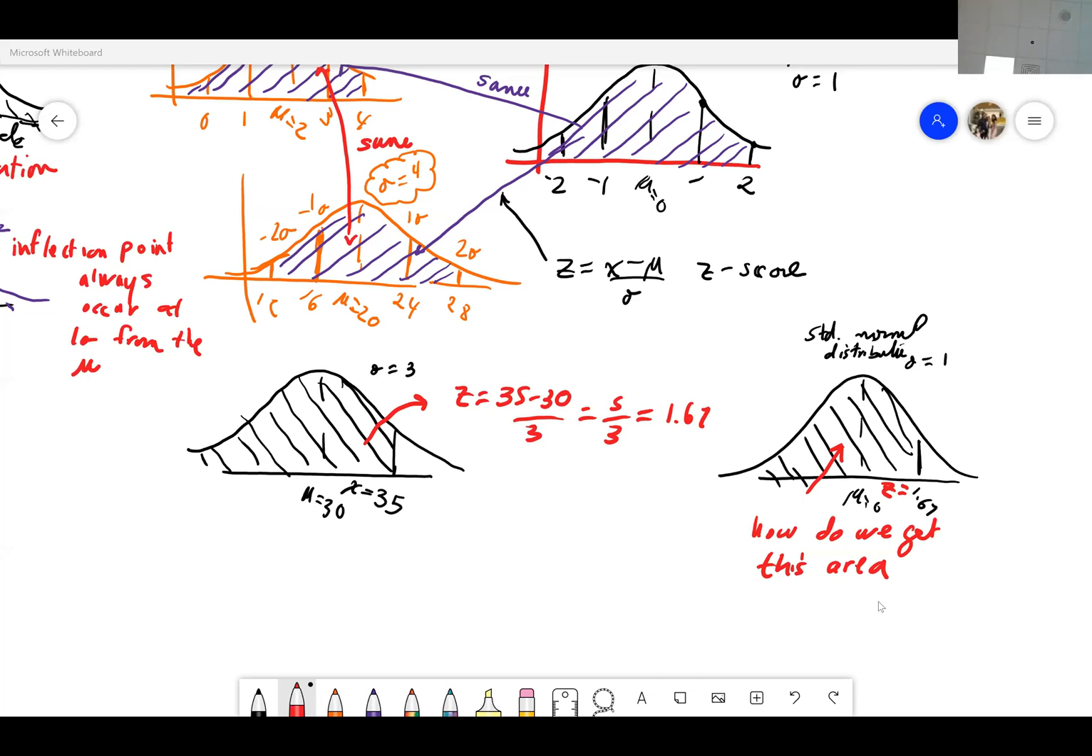Remember the number 0.9525? Is that what I said? Yeah. 0.9525. So that means that this area here, using the table, is 0.9525. And guess what? That means that this area over here also has to be 0.9525. And this is from the table, the standard normal distribution table.